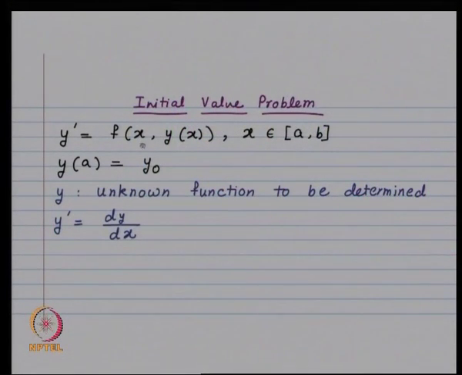I will first state a theorem which tells us about existence and uniqueness of the solution, and then we will define what is Euler's method. So, here is the initial value problem. Y dash is equal to f of x y, x varying over a to b, and y at a is equal to y 0. So, this is the initial condition. What is unknown is function y. The notation is y dash is equal to dy by dx. So, f is given to us and we want to find y which satisfies this differential equation.